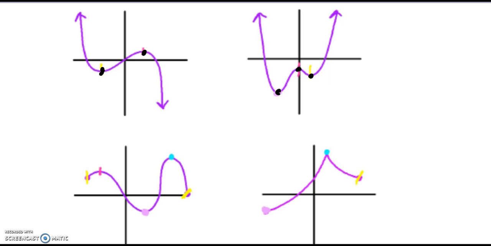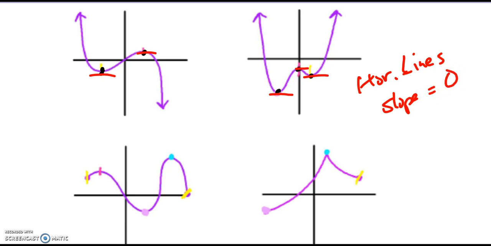And if we draw a tangent line at those points, what kind of tangent lines are all of those? Well, they are horizontal lines. And what do we know about horizontal lines? Slope is 0. So those are some critical points that are definitely going to help us with our derivatives and when we're actually figuring out increasing and decreasing intervals.